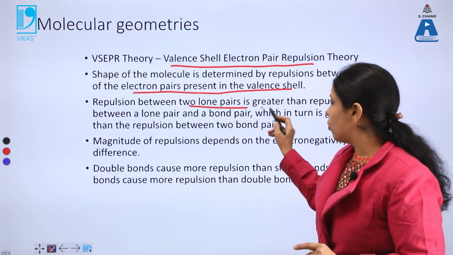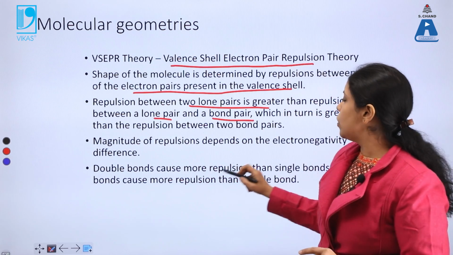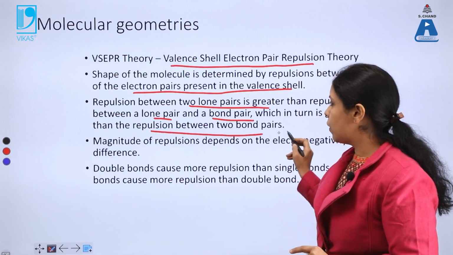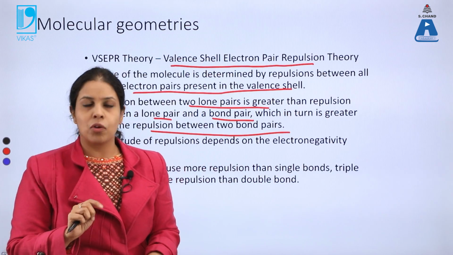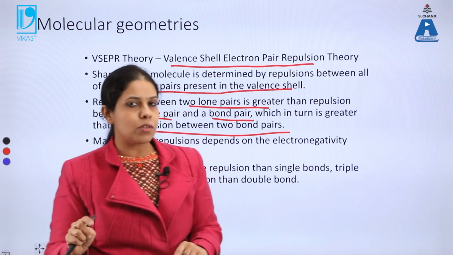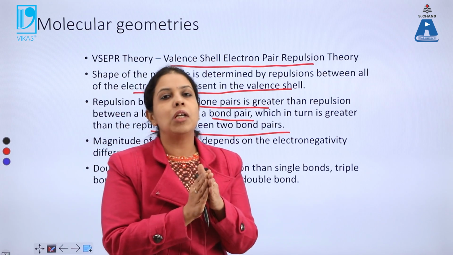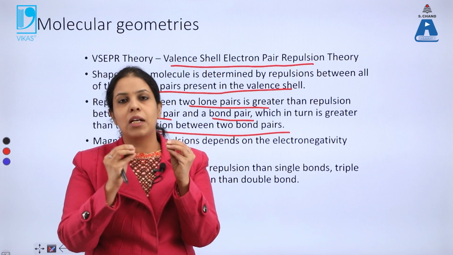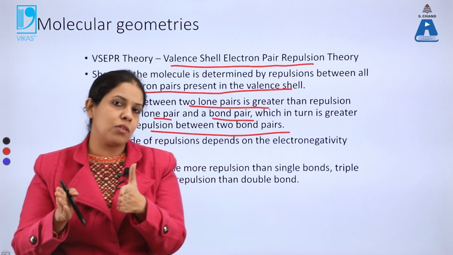Repulsion between 2 lone pairs is greater than the repulsion between a lone pair and a bond pair, which in turn is greater than the repulsion between 2 bond pairs. As we discussed in the last slide, there are 2 types of electron pairs, bond pairs and lone pairs. Bond pairs are shared between 2 atoms, so they are situated between the two atoms. That means some part of the electron is on the first atom and some part is on the second.